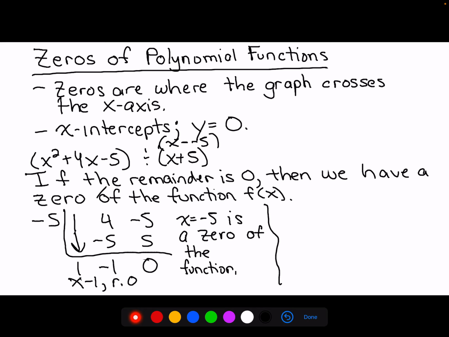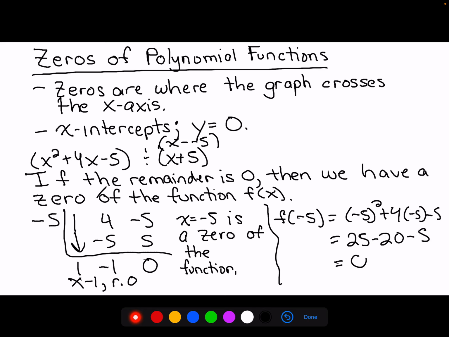If we wanted to, we could take f of x and evaluate it at f at negative 5, and we would get the same result. We'd get 0. Whatever that remainder is, that's going to be the same thing as evaluating the function at negative 5, at that k. So we have negative 5 squared plus 4 times negative 5 minus 5, plugging it straight into f of x. So we have 25 minus 20 minus 5. And voila, we get 0.